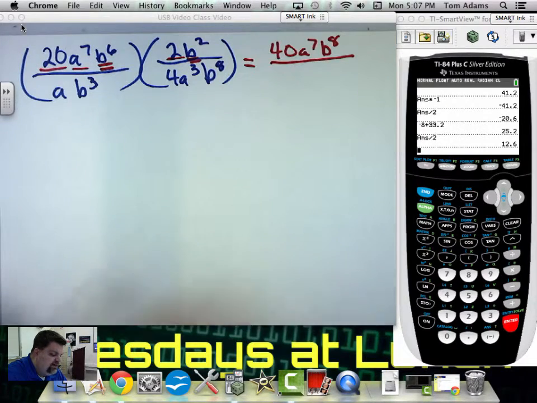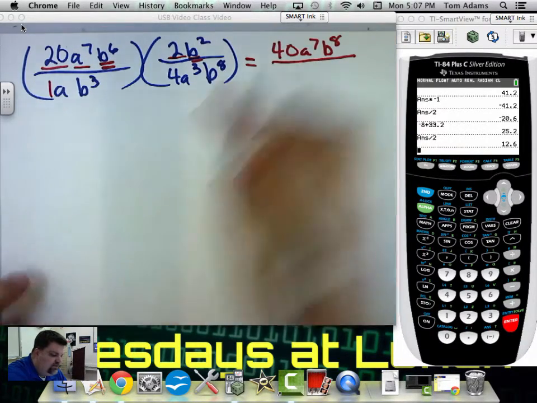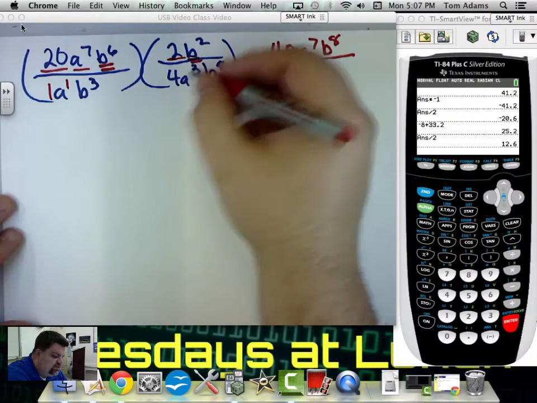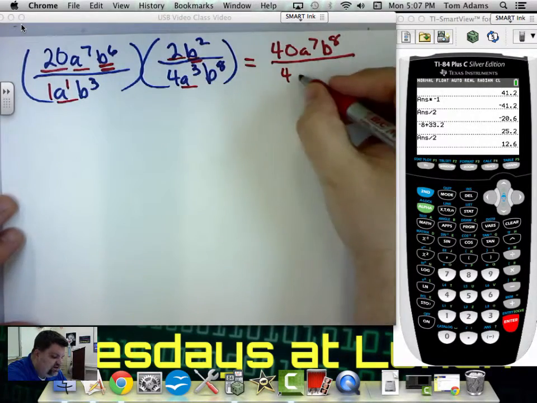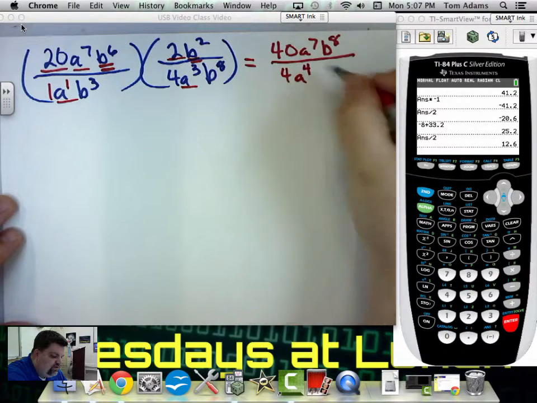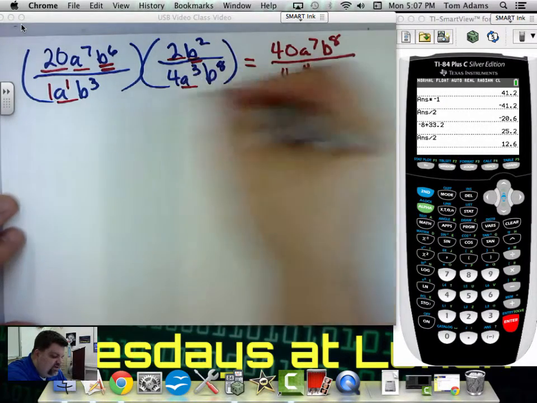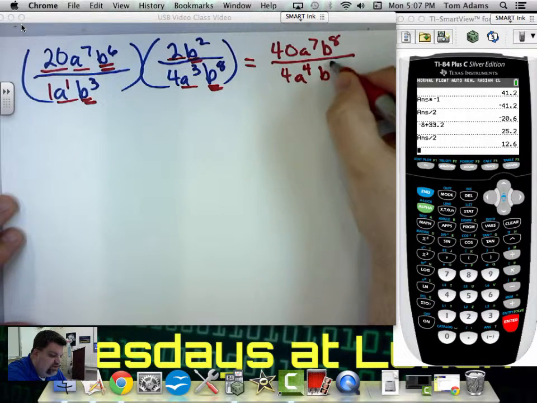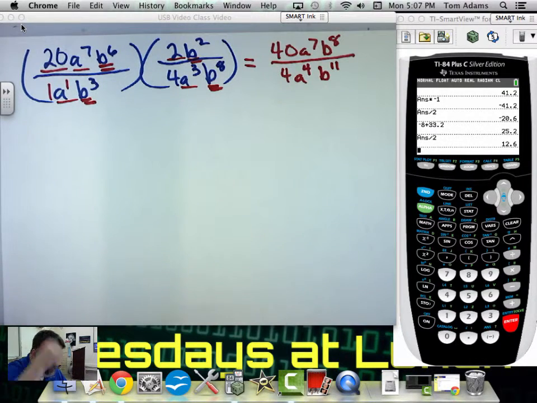And then on the bottom, I have 1 times 4, which is 4. And then I have a to the 1st times a to the 3rd, which is a to the 4th. And then b to the 3rd, and then b to the 8th, which is b to the 11th. All right.